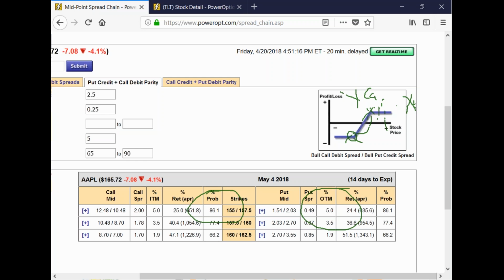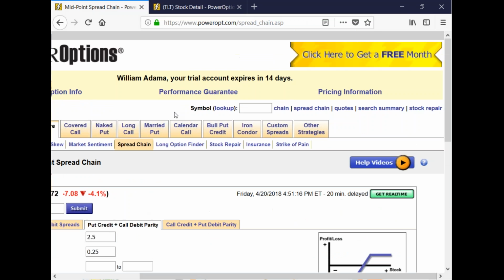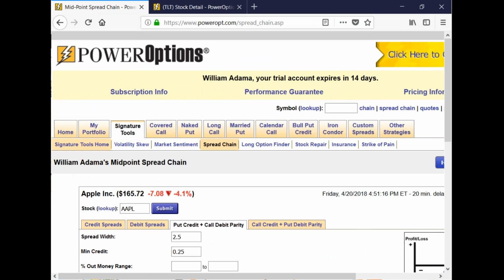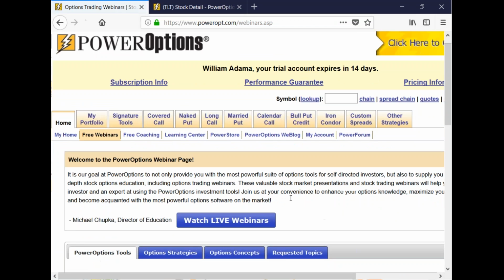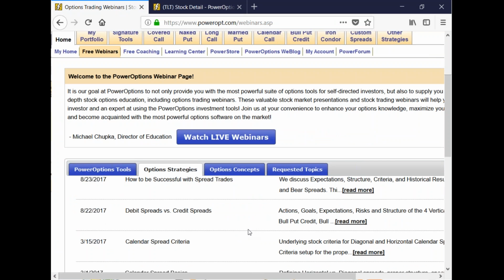If you haven't done so, there's a lot of other presentations. I'll try to look for one for you, Ben. I know the longer one in the free webinars under option strategies is debit spreads versus credit spreads. So just go again, PowerOpt.com, webinars.asp, and there's a comparison of the debit spreads versus credit spreads with an eye to the parity trade of a bull call debit to the bull put credit, and of course the bear call credit to the bear put debit.